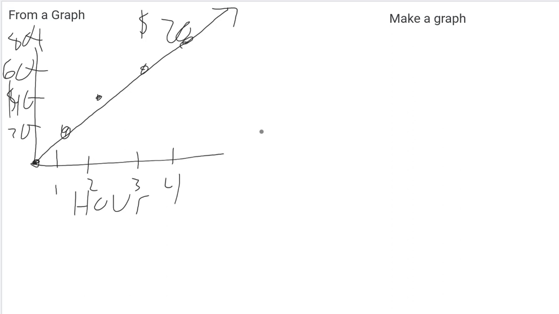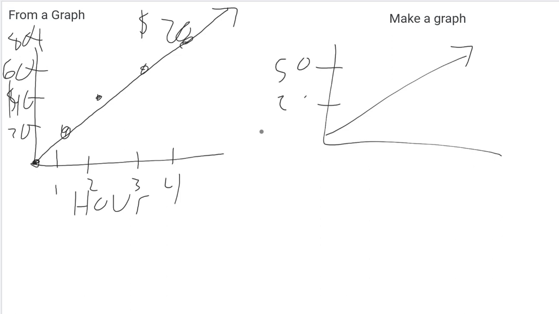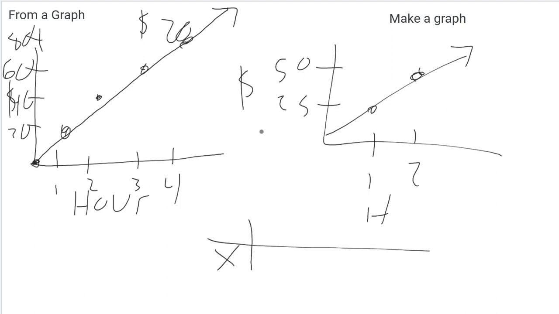So if they give us a graph, I can make a table from that. So this is still hours, this is still money. My X value is hours. My Y value is money. So 1 hour, I made $25. In 2 hours, I made $50.